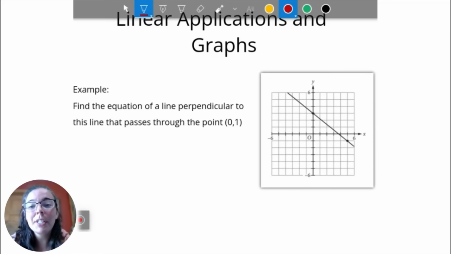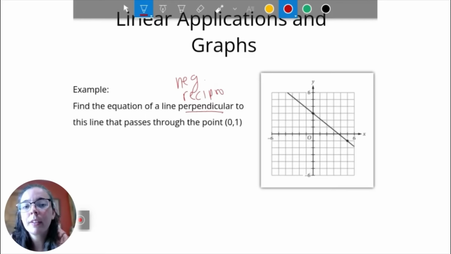Find the equation of a line perpendicular to this line that passes through the point 0, 1. Perpendicular lines do not have the same slope, but they have slopes that are negative reciprocals. So what that means is we need to find the slope of this line. Go down 4, and then go over 5. So the slope of this line is down 4 over 5, which can be represented by negative 4 over 5. Now, to turn that into the negative reciprocal, we're going to flip it and make it positive.